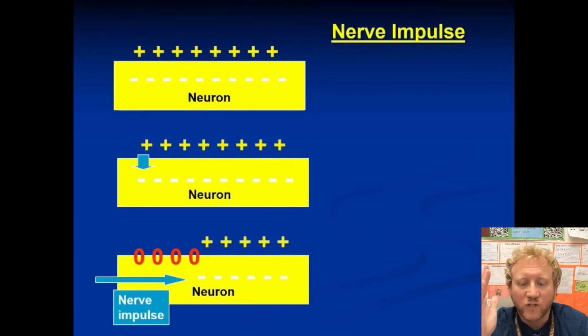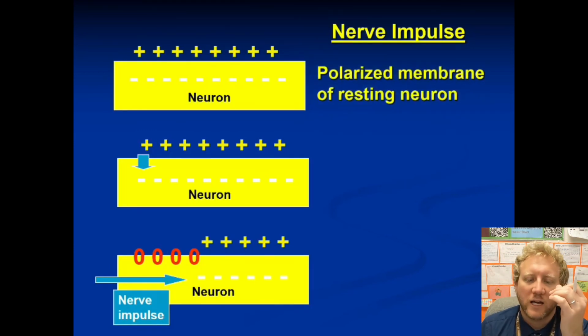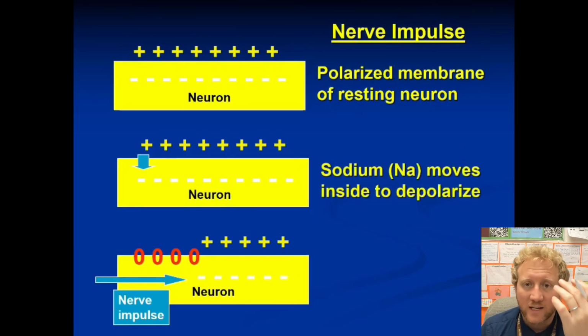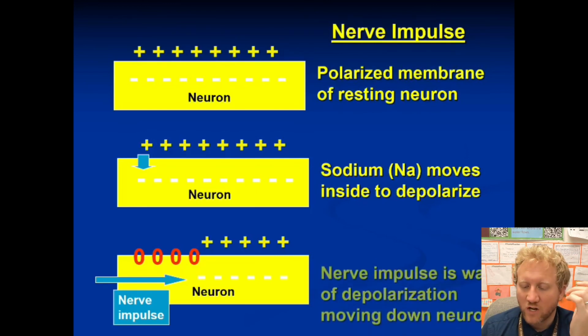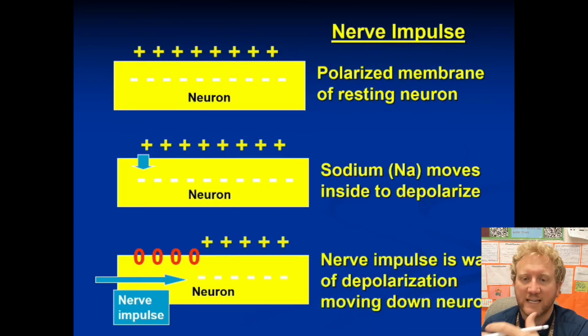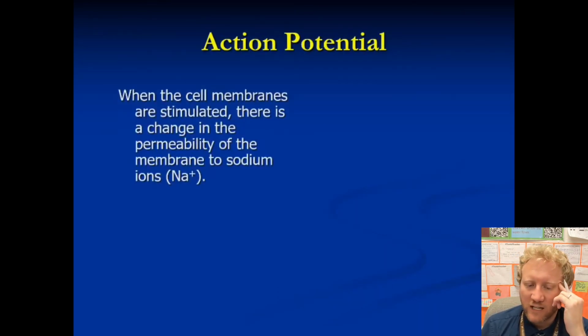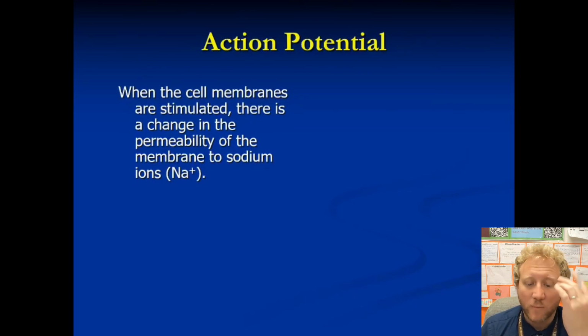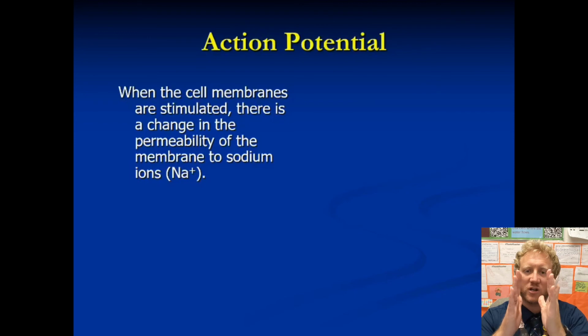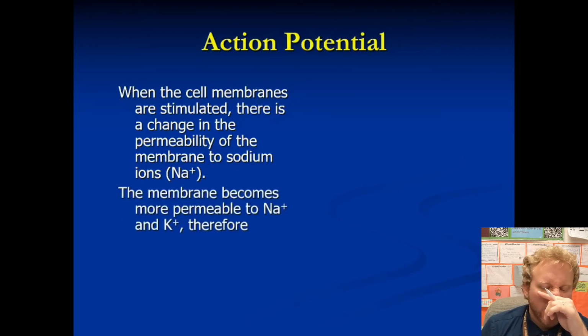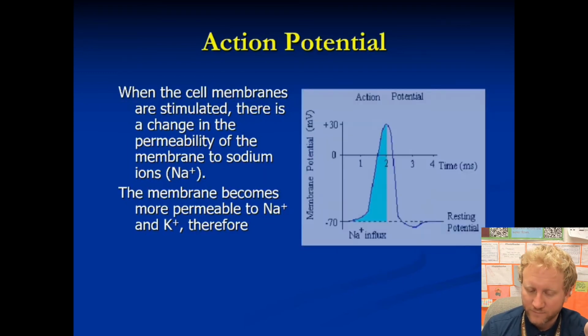Here's a graphic showing the same exact thing. The first part, here's our polarized membrane at rest. Sodium ions are going to be coming in. That's going to depolarize, and cause a wave-like motion moving down the neuron. This is going to lead us into an action potential. The permeability of the membrane to sodium is going to change. Sodium is going to be able to pass through the membrane. Those channel proteins are going to open up. That's going to drive more potassium to start moving through as well.